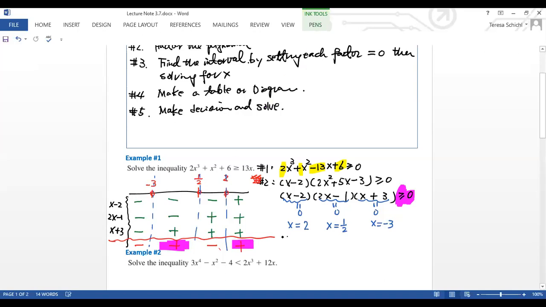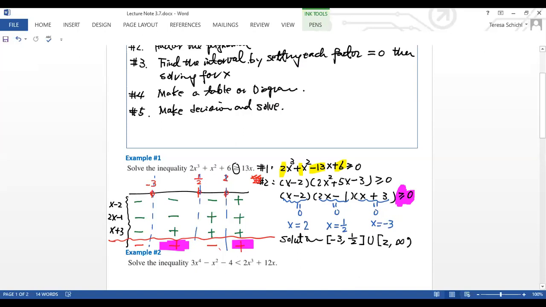So let's try to write the solutions here. The solution here is from -3 to 1/2. I put a bracket. Why did I put a bracket? Because this has an equal sign, right? So the solution will be -3 to 1/2, union from 2 to infinity. So it's 2 and what is infinity, right?